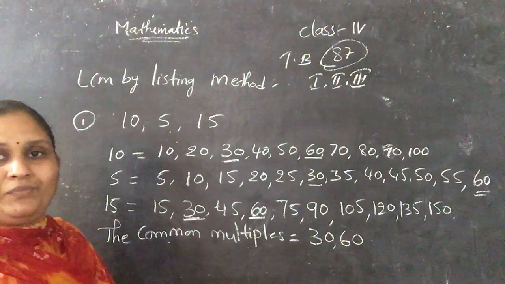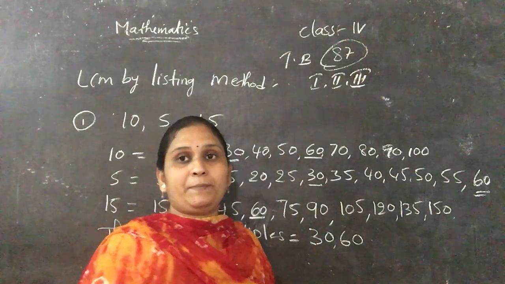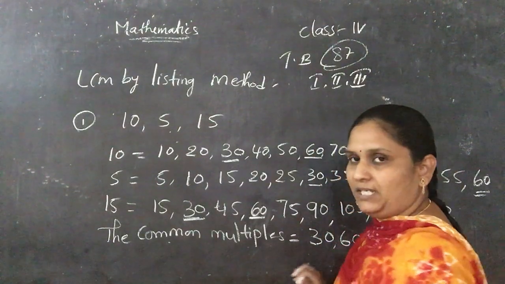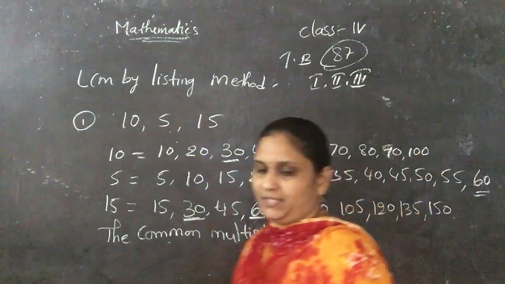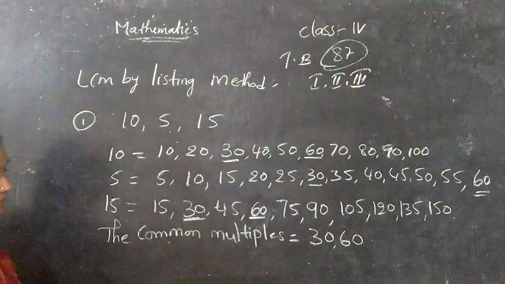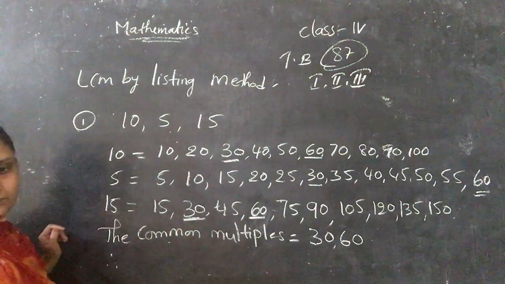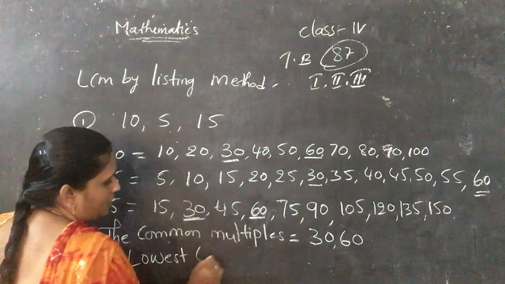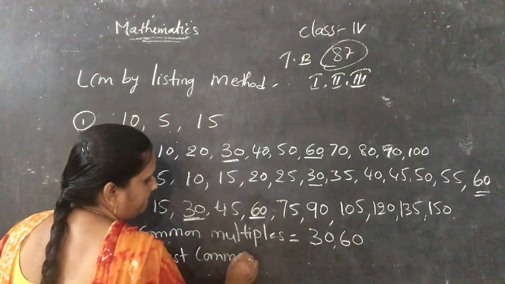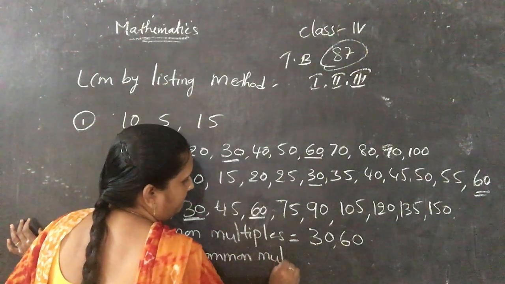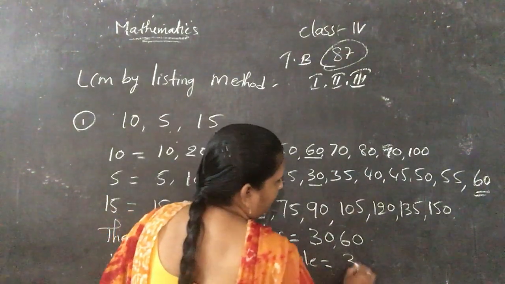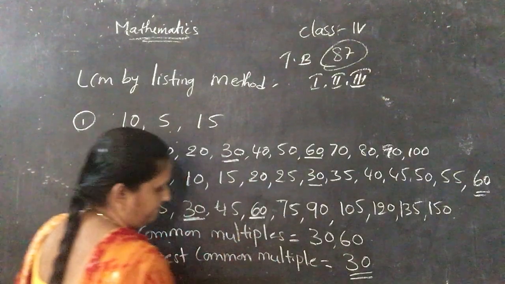In this, which is the lowest common multiple? Lowest common multiple is, out of 30 and 60, the smallest one. Okay, write down. Lowest common multiple is equal to 30.